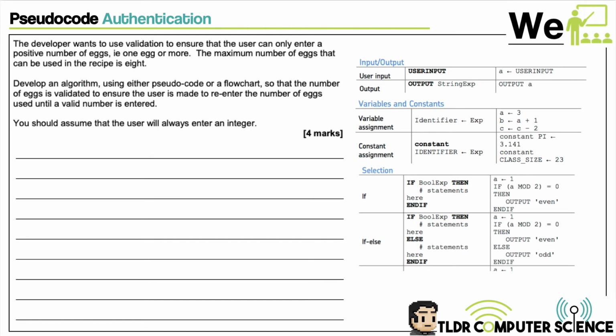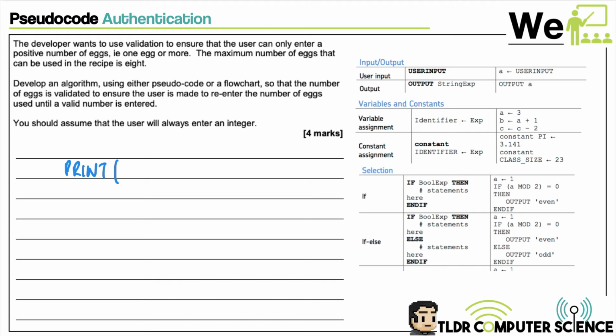Develop an algorithm using either pseudocode or a flowchart so that the number of eggs is validated to ensure the user is made to re-enter the number of eggs used until a valid number is entered. Now, I've not included it here, but if you keep on needing to enter it until it's right, you can't just use an if and else statement, because the if and else will only check once. You are going to have to make use of indefinite iteration using either a while loop or a repeat until loop. Now, in this case, I'm going to use repeat until, I think. First of all, I'm going to ask the person, I'm going to write print.